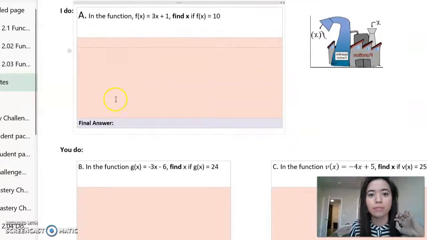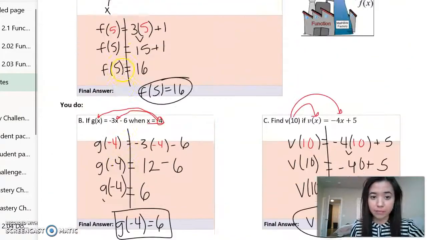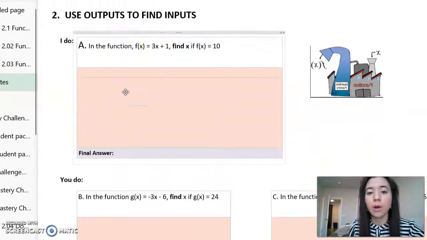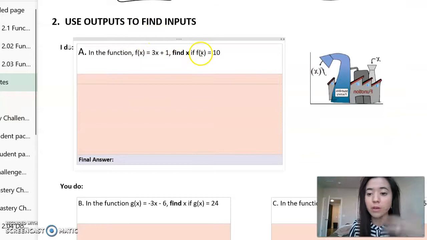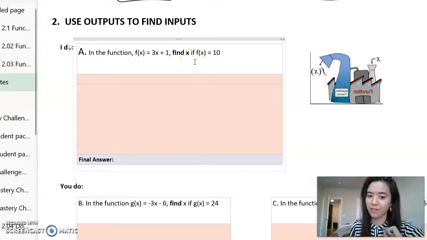Okay, now we're going to look at doing the opposite. So for these ones, I gave you the input. I told you what x was, and we found what my function equaled. We found our y. We found our output. Now I'm going to give you your output. I'm going to tell you what your function equals, and we have to solve for x. So unfortunately, those of you that struggle with solving equations, that's what we're about to do. They're just two-step equations, so I think you guys are going to be fine.